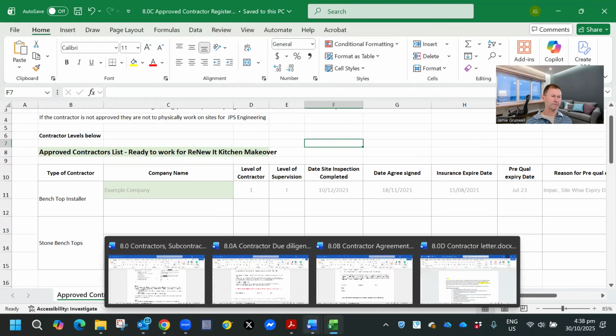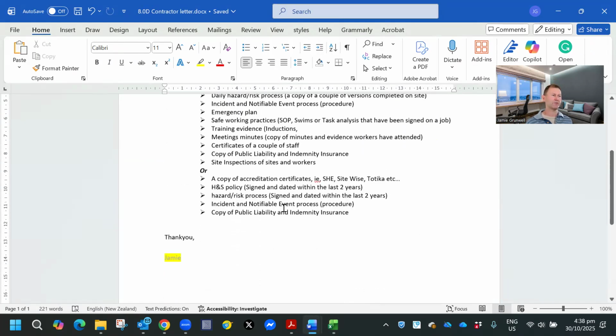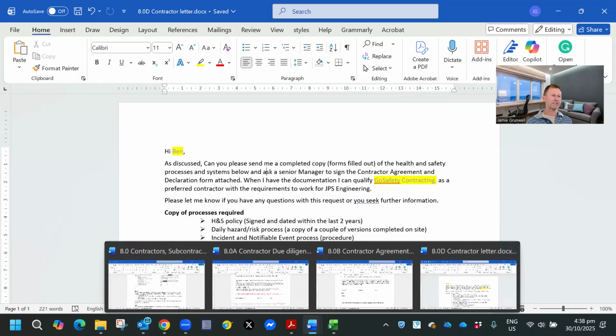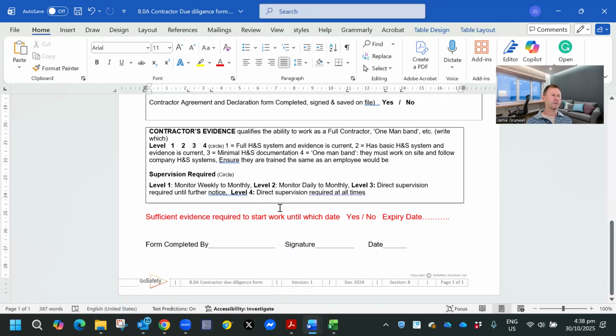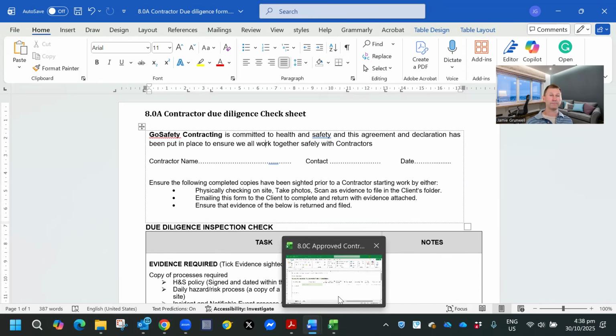Okay, we've also got, in the health and safety system, a quick letter to send out to the contractor when you're asking for the agreement, and you're also asking for the due diligence form to be completed and sent back before they start work. Now, it's good to tie in all the contractor information. Remember, you want them in the green before they start work. So you need to think about all the contractors that you're going to use, or any contractors you might use in an emergency situation, and get them sorted out.